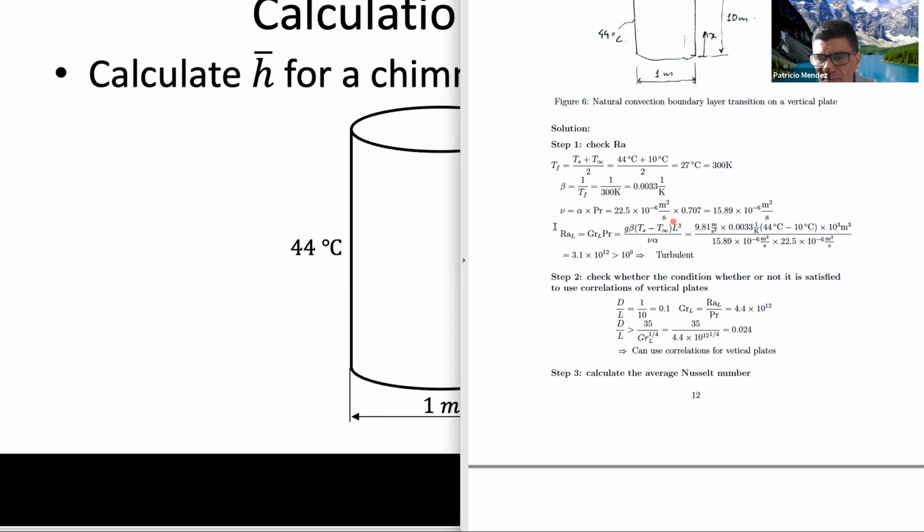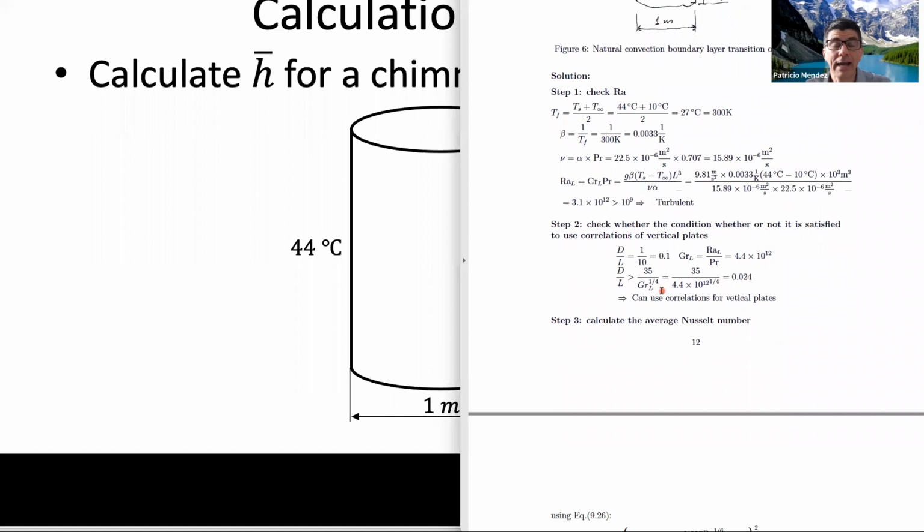So I calculate this and I get a value of 3 times 10 to the 12. It's huge. What's the limit? Our critical Rayleigh was 10 to the 9. This is definitely turbulent, right? It's a 10-meter chimney and it's quite turbulent.